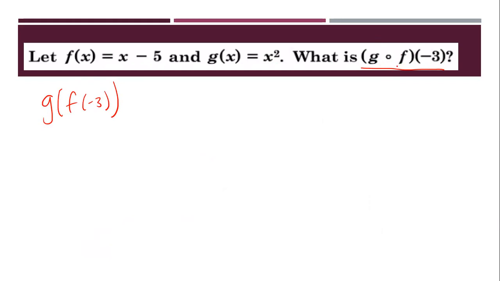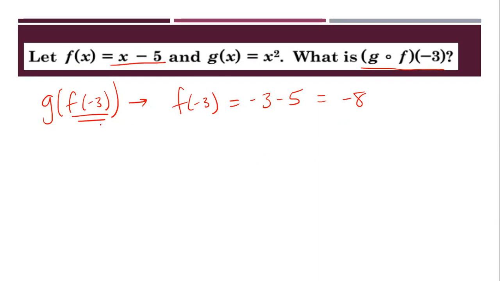I used to call it Goff and fog because that's what it looked like to me as a kid. Goff -3. All right, so g composed of f at -3. So I'm going to start with the inside. What is my inside? F of -3. So I'm going to take whatever f is, and I'm plugging in -3. And what do we get? -8.